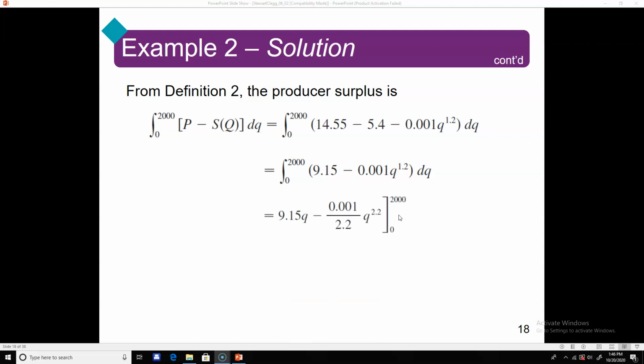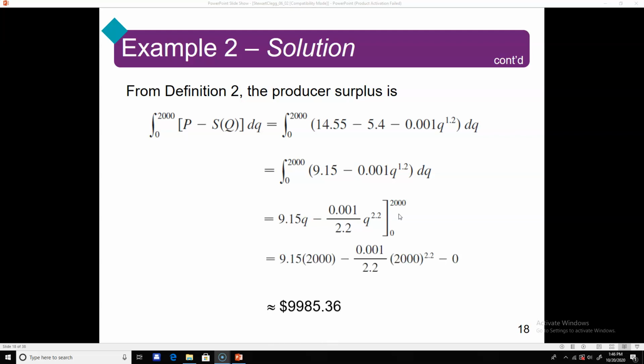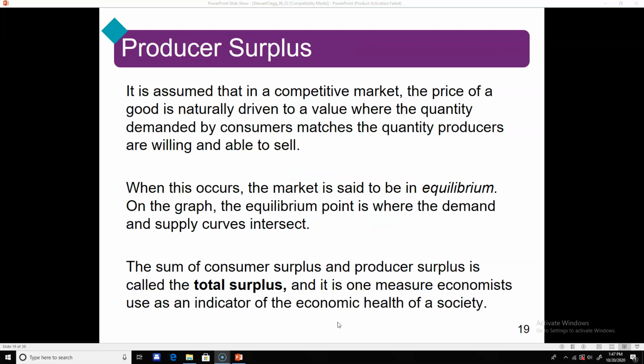And then plug in our numbers. Again, plugging in 0 is going to make everything go away, so really we can just plug in 2,000 and then punch that into our calculator. So we get our answer of $9,985.36. Okay, so we've got the producer surplus.